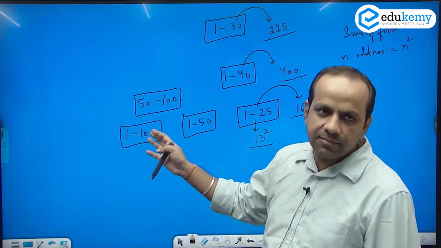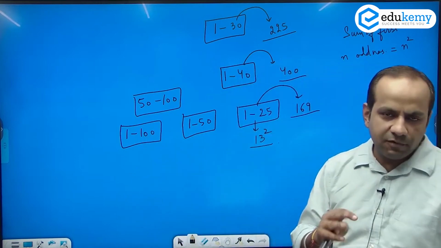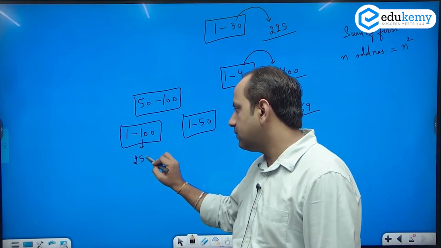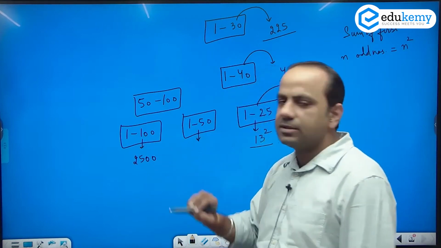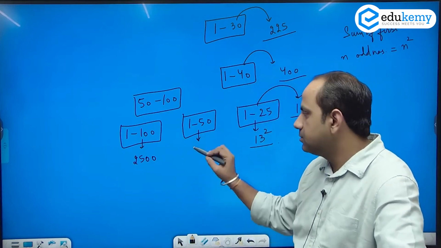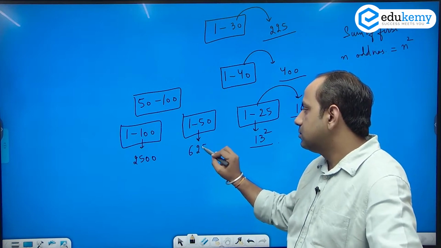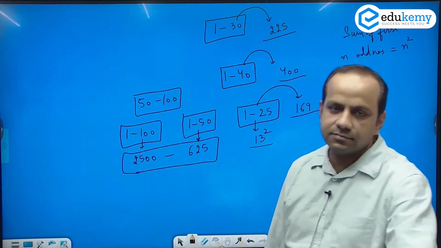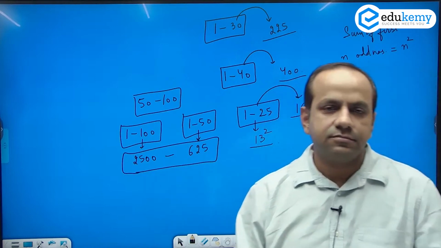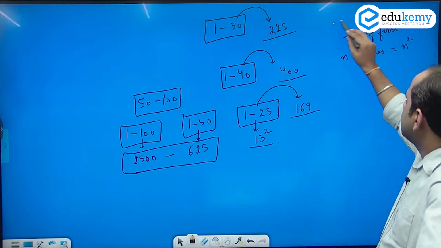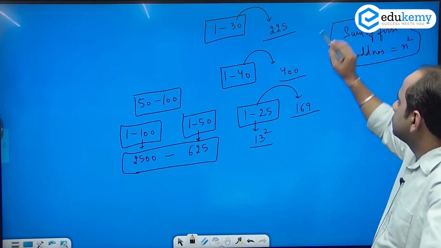How many odd numbers are there between 1 and 100? 50. And the sum of all those odd numbers will be 2500. How many odd numbers are there between 1 and 50? And the sum of all those odd numbers will be? So we subtract this and we will get our final answer. Any doubt in this? I hope this is clear. So only one single point: the sum of the first n odd numbers is n square.